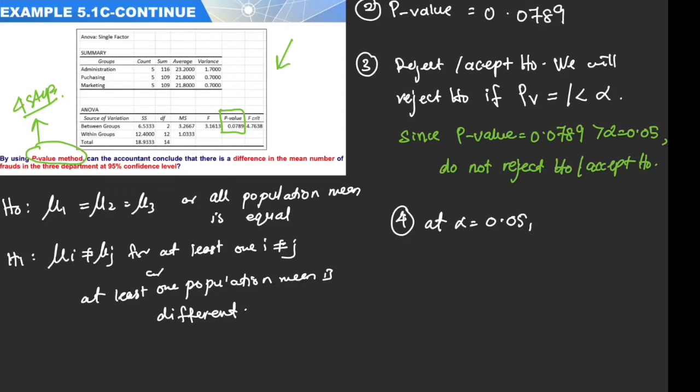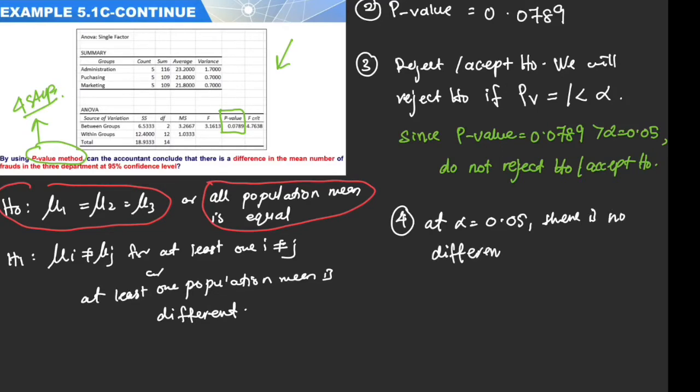You accept H null, okay? You accept this one, so it means that all population means are equal, or you can write there is no difference in the population mean. So it's the same. For different departments, the average number of fruits is the same. No matter which department, the average number of fruits is the same.